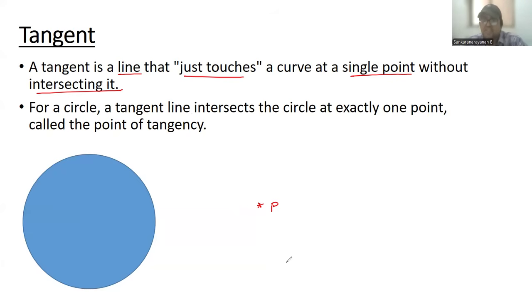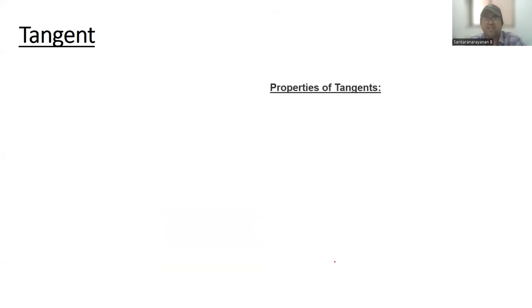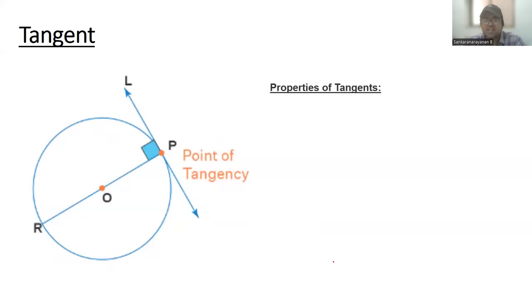Now, let's talk more about tangents, the properties of tangents. I'm considering a circle here with center at O. I'm considering that line, that is the tangent. P is the point of tangency. I can call PO the radius. And I'm extending that PO to the point R. You can call that PR the diameter of the circle.